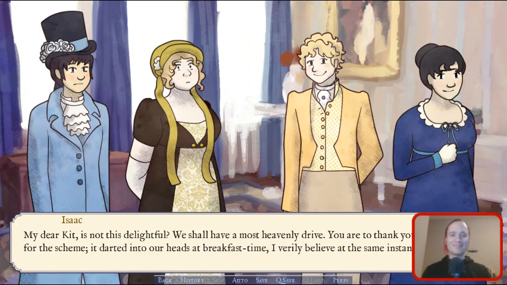My dear Kit, is not this delightful? We shall have a most heavenly drive. You are to thank your sister and me for the scheme. It darted into our heads at breakfast time. I verily believe at the same instant.